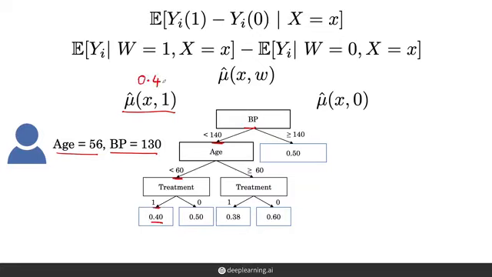We can then find their expected outcome without treatment. We first go down the same blood pressure branch. We also go down the same age branch, but now our treatment is 0. So we go here and find the expected risk of 0.5. We can now take the difference in these two expected outcomes to get the treatment effect estimate of 0.4 minus 0.5, which is negative 0.1.